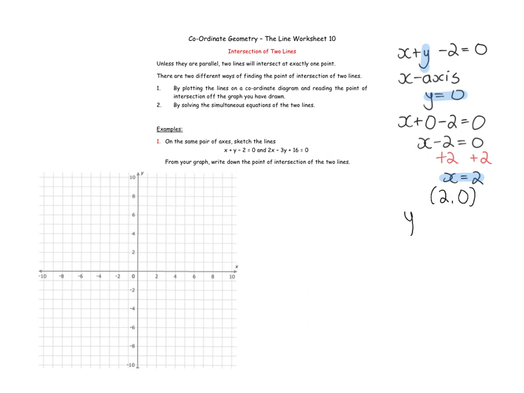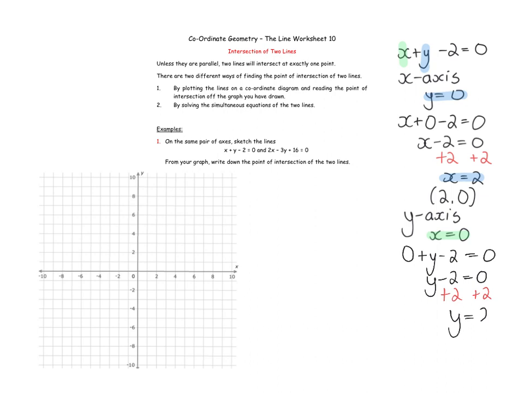Then we can find out where it crosses the y-axis. And when it crosses the y-axis, we let x equal to 0. So up in the equation of the line, we're going to replace the x with 0. What we'll be left with then is 0 plus y minus 2 is equal to 0. Then we'll be left with, again, y minus 2 is equal to 0. We can add 2 to both sides, and we'll be left that y is equal to 2.